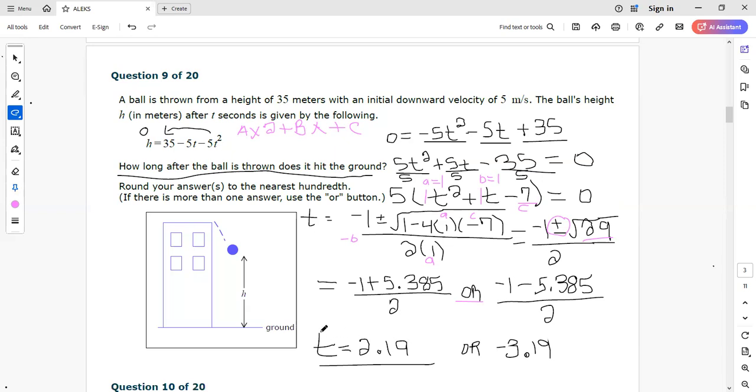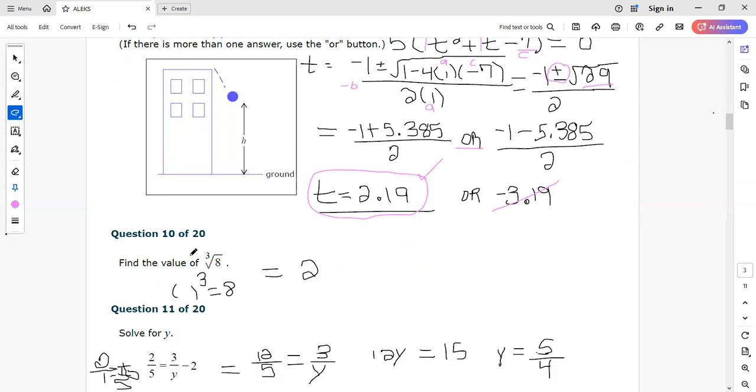When we simplify, we get the time as a little over 2. This was in seconds, so a little over 2 seconds, or negative 3.19. This one is obsolete, right? There's no such thing as a negative time. That's less than 0 time. So the only time factor that would apply, it takes that ball after it's thrown about 2 seconds to hit the ground and have a height of 0. This would be your answer, 2.19.